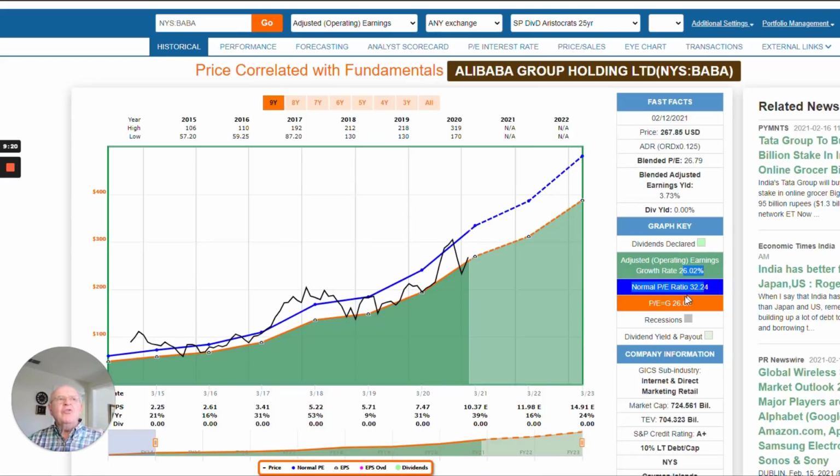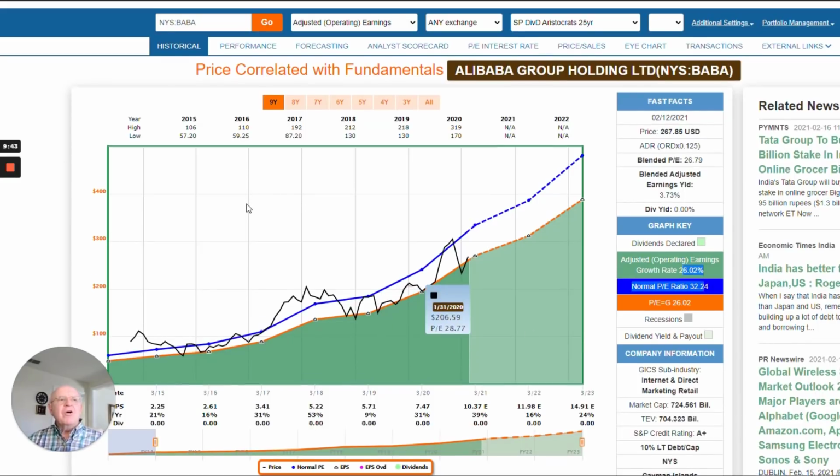So based on its normal PE, how the market has normally valued the stock, you could argue it's at the low end of its valuation range. If you're looking at the intrinsic value calculation, which is the orange line, it's on the upper end of, or it's fully valued. It's on the upper end of its fair value range. I want to say that clearly. It's not overvalued. It would still be very attractive value because this is a strong growth stock.